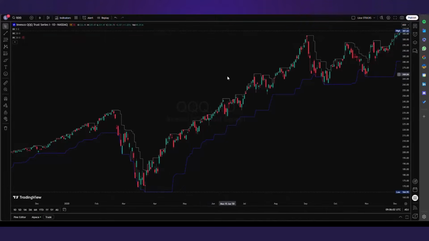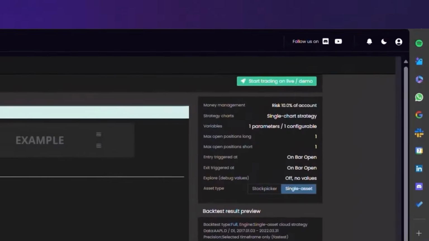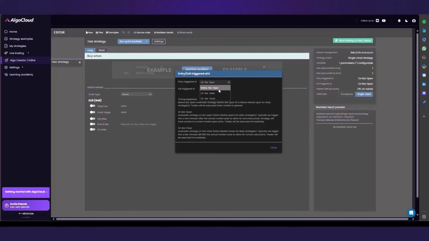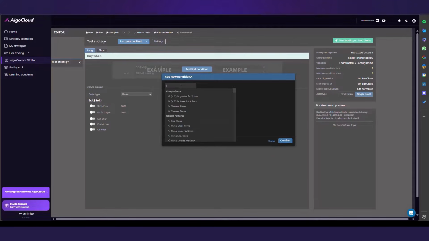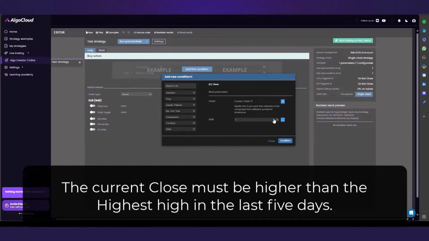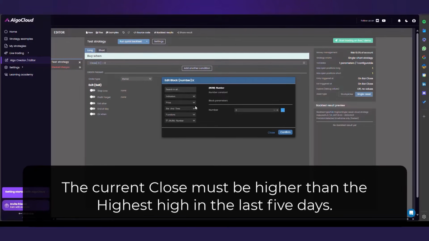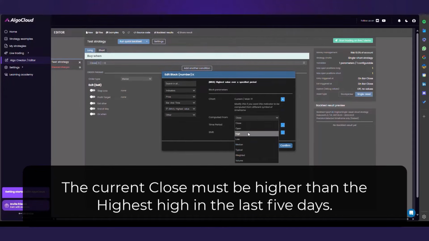Now let's set it up in AlgoCloud. Open AlgoCloud and first try the strategy on an ETF. I will switch trading so that both entries and exits are on bar close. I will add a condition for entry. The current close must be higher than the highest high in the last 5 days.